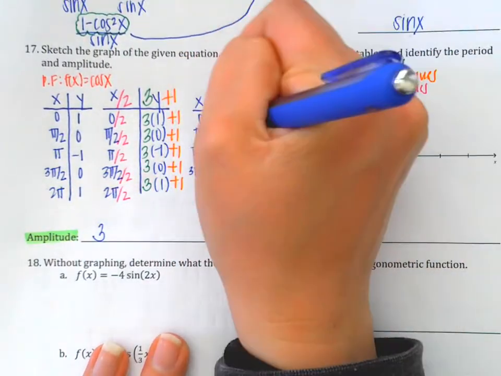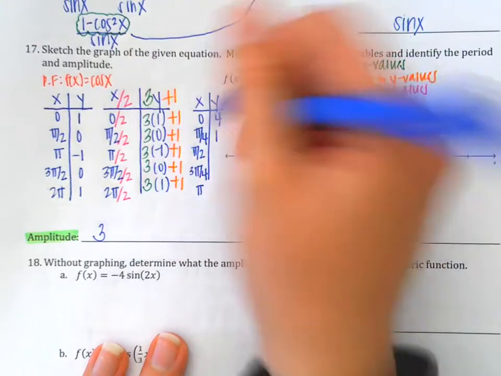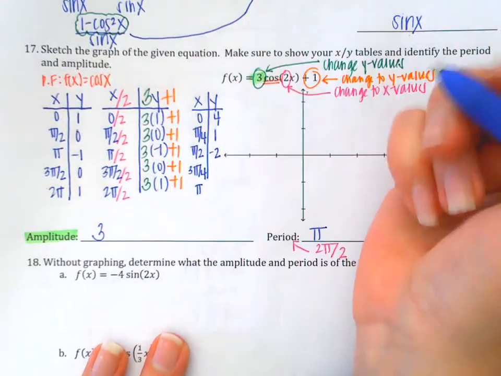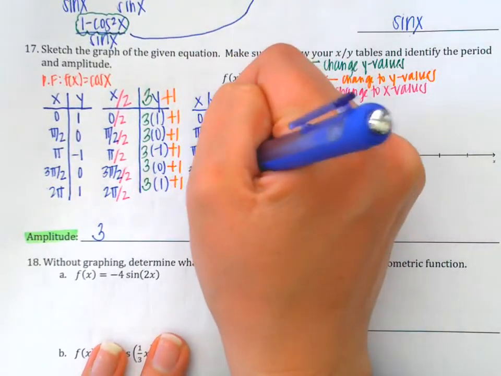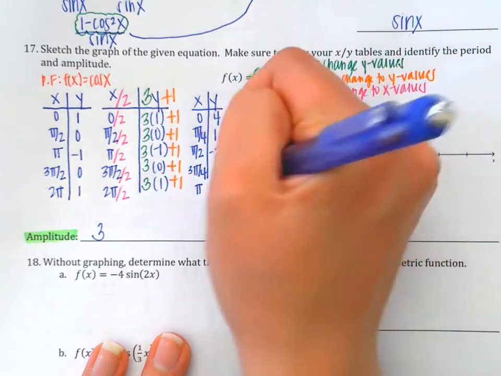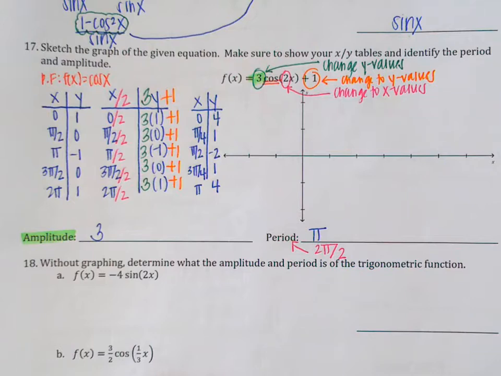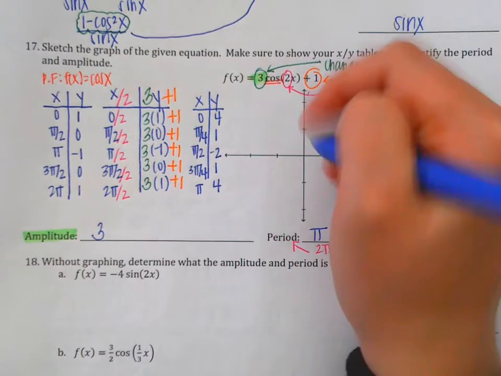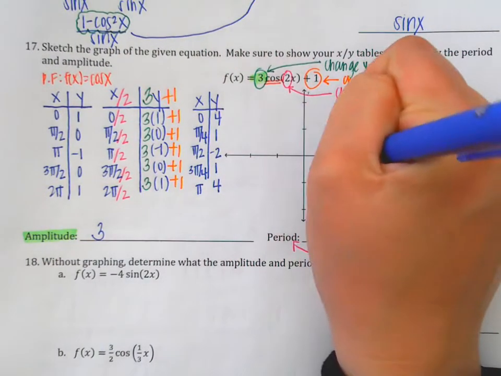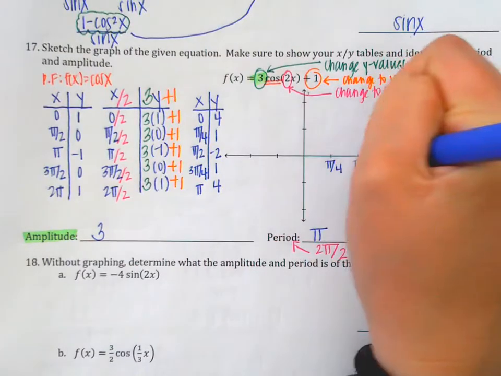0 plus 1 is 1. -3 plus 1 is -2. 0 plus 1 is 1, and 3 plus 1 is 4. So then I can graph my curve. So I'm going to label my curve first. So pi over 4, I'm going to label the graph first.